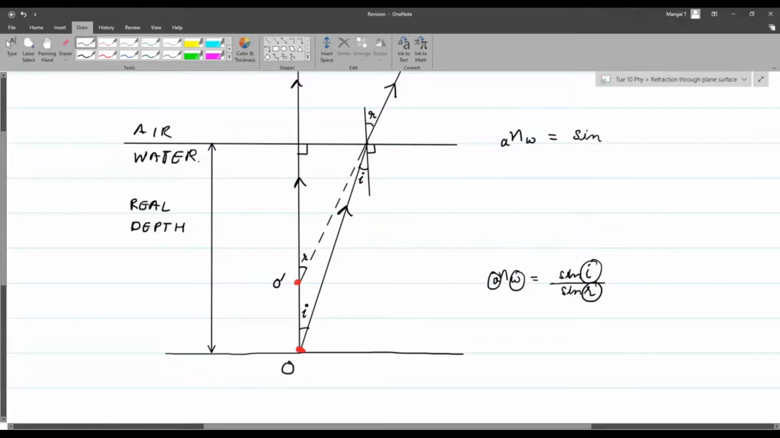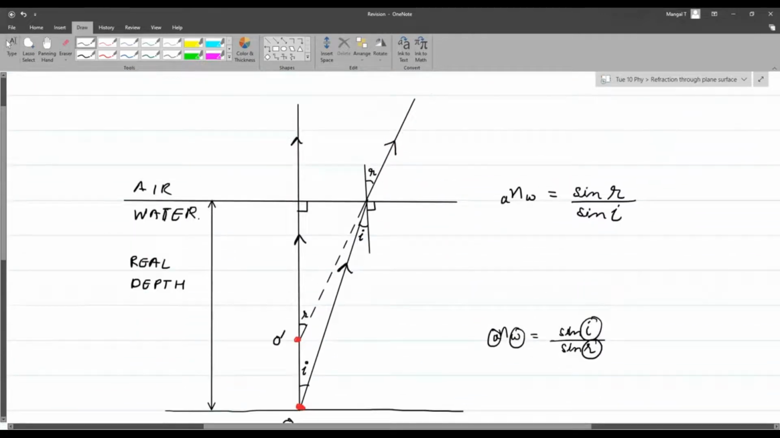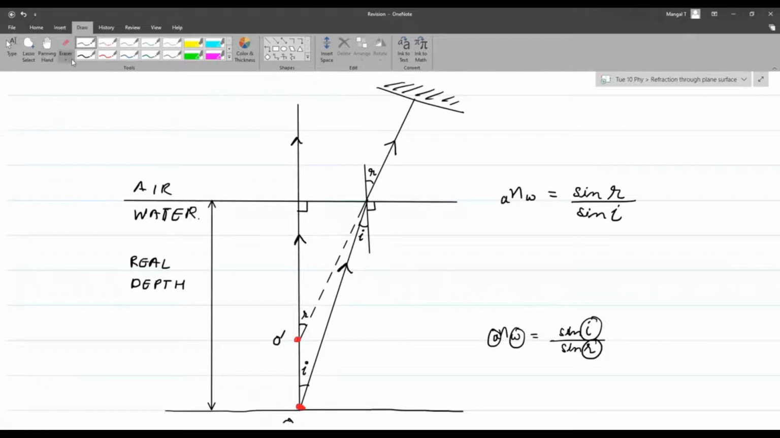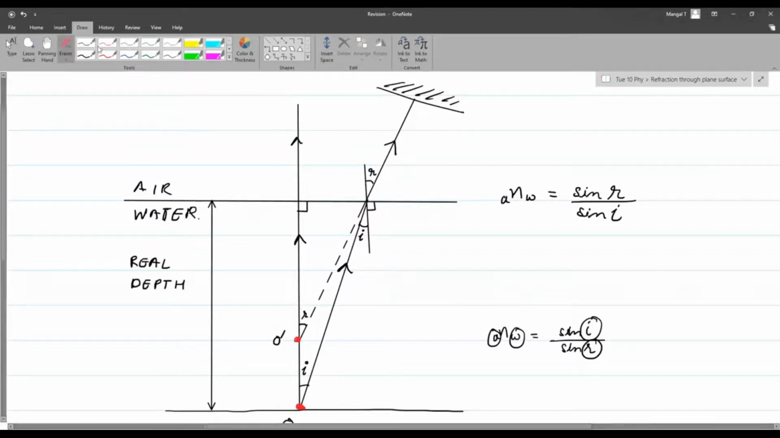So therefore, I will write over here sine of R and then I'm writing sine of I. Okay, so remember that. If I place a mirror like this over here and allow the light to go back, then we are going to get the same answer. So if I allow the light to go back like this and like this, then this is going to be I and this is going to be R. So there is nothing different that I'm making.